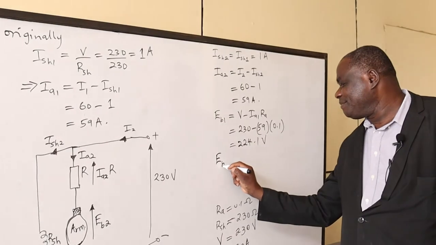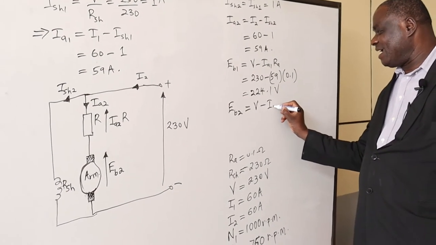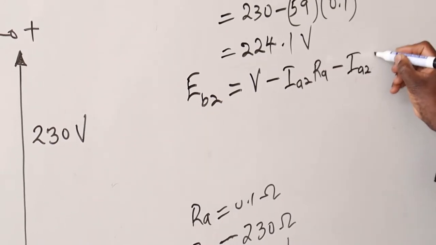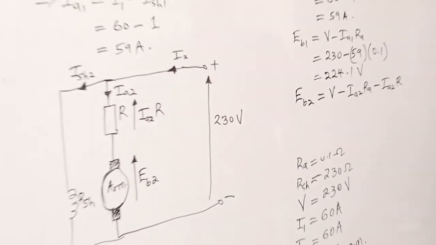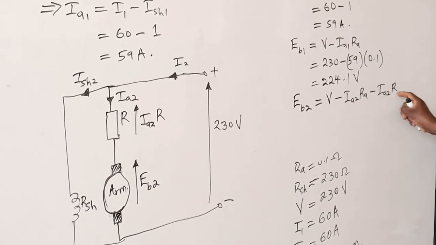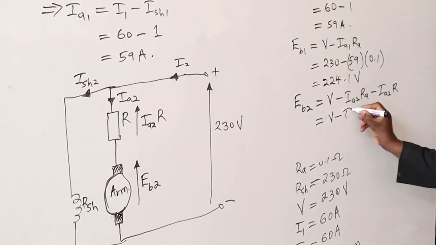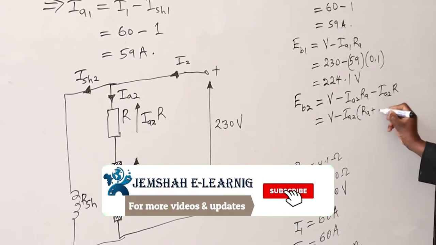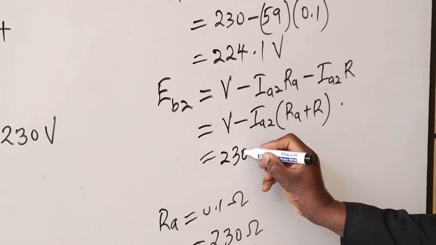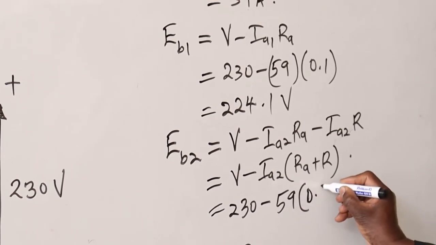EB2 now will be equal to V minus IA2 RA minus IA2 R, because we have those in series. Because this drop and that drop plus EB2 should give us the input voltage. So we have that, which will be equal to V minus IA2 into RA plus R. Now V is 230 minus IA2, which is 59, into RA, which is 0.1 plus R.